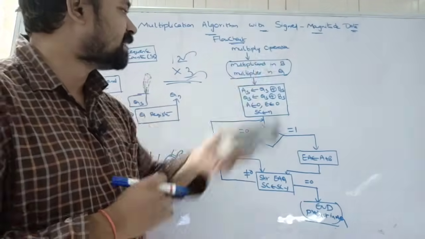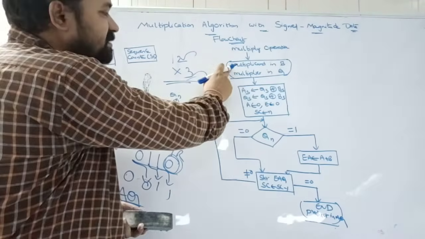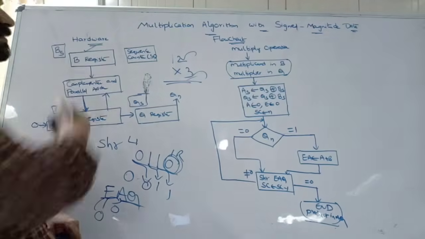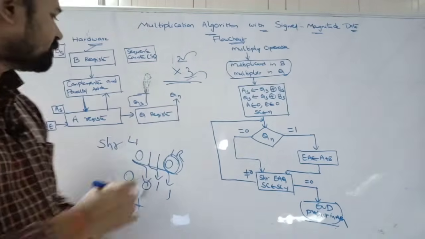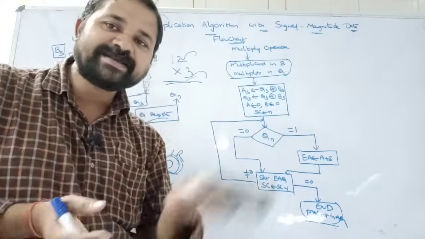Here we are performing multiplication operation. We have two numbers. The first number, that is multiplicand, is present in B register, whereas multiplier is present in Q register. Next, the result is stored in A and Q.